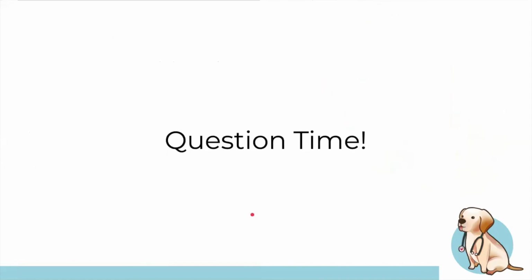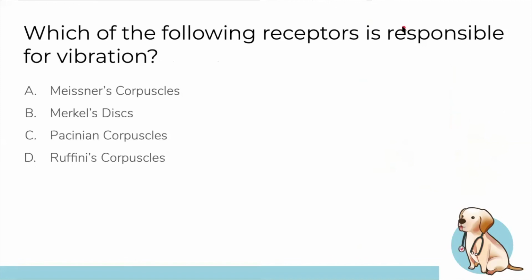Okay, so we might go through a couple questions. Just drop your answers in the chat. So first of all, which of the following receptors is responsible for vibration? So we've got the Meissner's corpuscles, Merkel's discs, Pacinian corpuscles, and Ruffini's corpuscles.